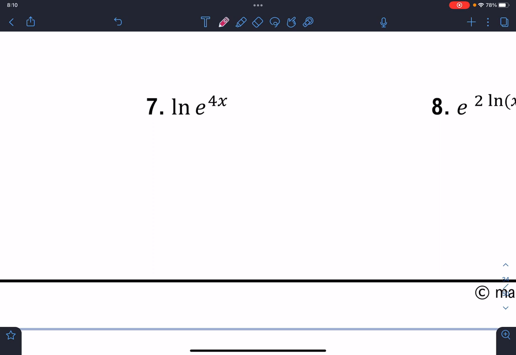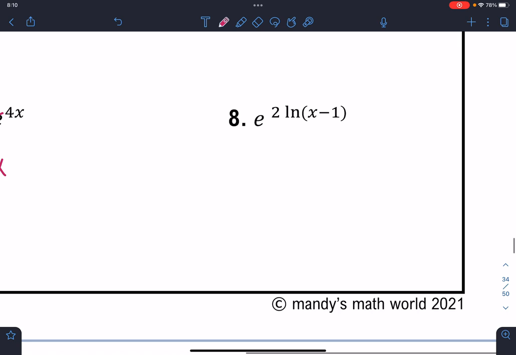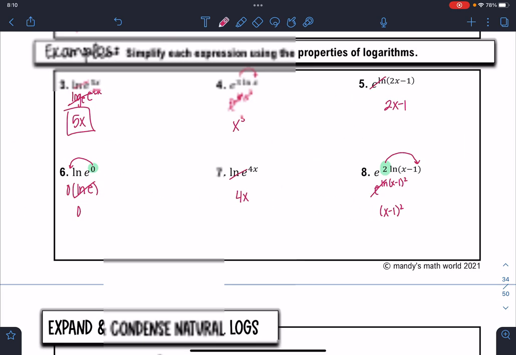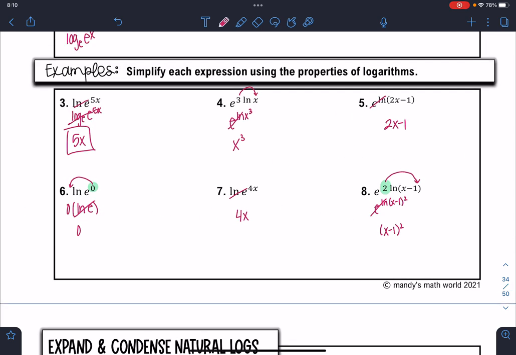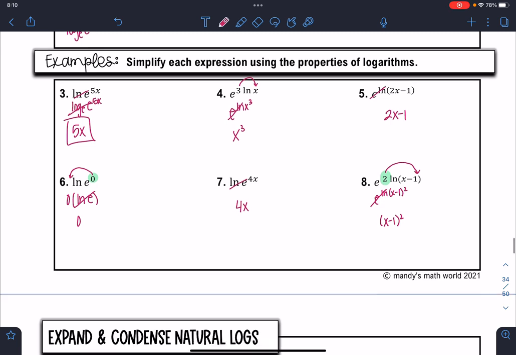Okay, so then this next one. If I take the natural log, again, this is just log of e, so they're going to cancel out. We're left with 4x. And then the final one here, just pay extra attention. If you have a number in front of your natural log, you need to make sure to move that back up into its power before you cancel the e and the natural log. So this is really e raised to the natural log of x minus 1 squared. So here would be my answer, x minus 1 squared. Okay, so same properties as before. Just keep in mind e and natural log are opposites of each other.